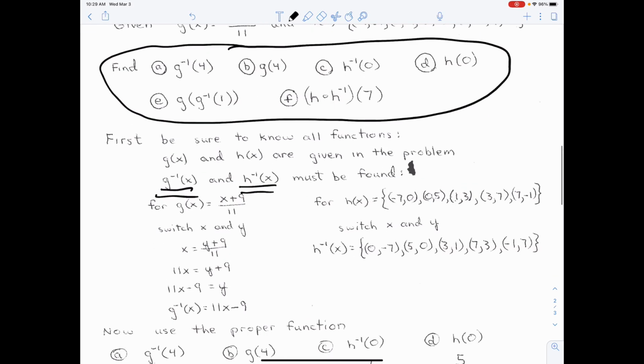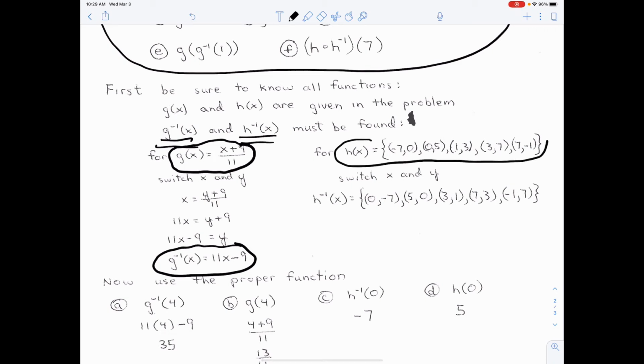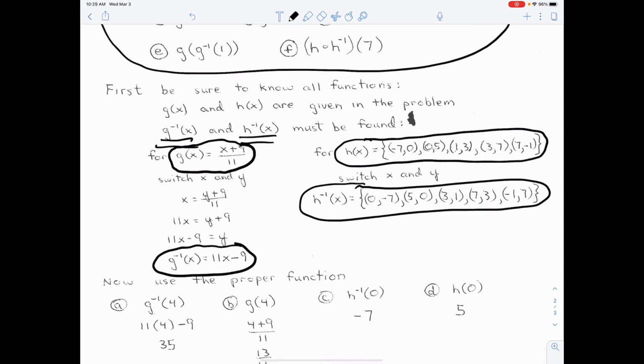So let's do that. Okay, so for g of x equals (x plus 9) all over 11, we switch x and y, solve it for y, and we get this. So right now we know what? We know the g of x equation. We know the g to the negative 1 of x equation. We know h of x. So the only thing left for us to find is h to the negative 1 of x. So we switch the x's and y's and get that.